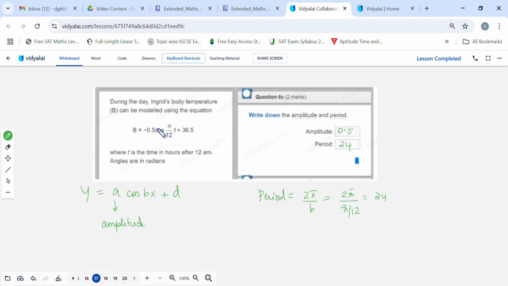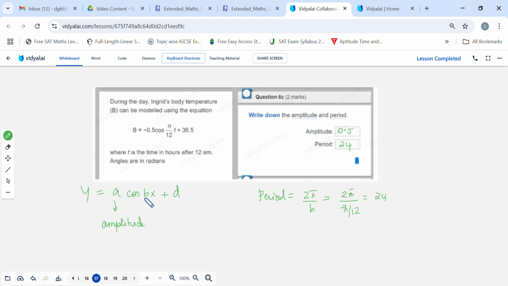So comparing this equation with the standard equation, we know that if y is equal to a cos bx plus d, a is the amplitude. So in the place of amplitude we have 0.5 because amplitude is the modulus of this value. So negative value is not considered. Amplitude is just 0.5 and period is given by the equation 2 pi by b.